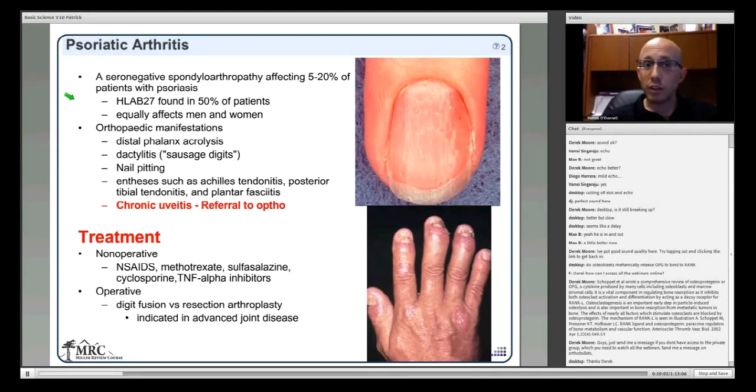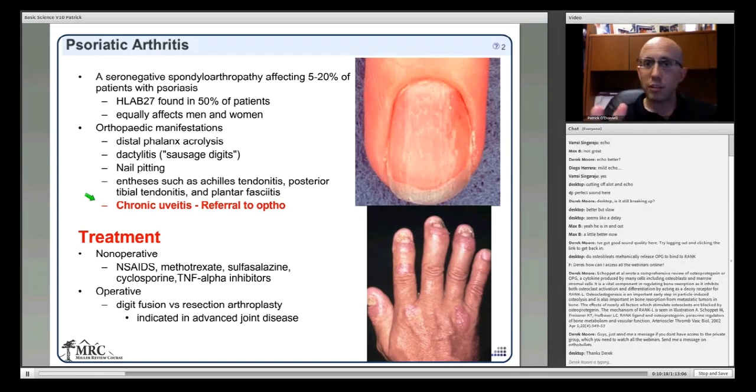Remember your HLA-B27. It's found in 50% of these patients. This equally affects men and women. So some of the manifestations, you can get these sausage digits or the nail pitting or the chronic uveitis. Remember to refer these patients to ophtho. With respect to these sausage digits, don't let these patients go into careers in proctology. They're not going to make good proctologists.